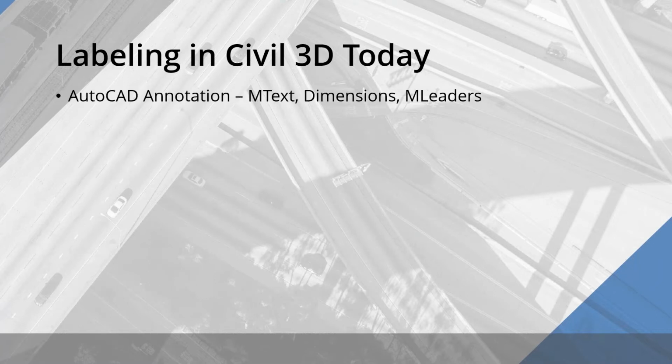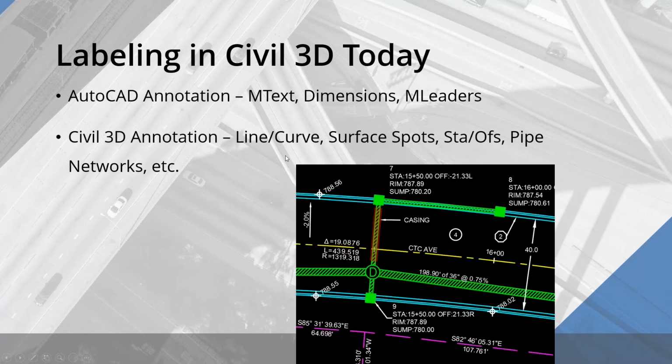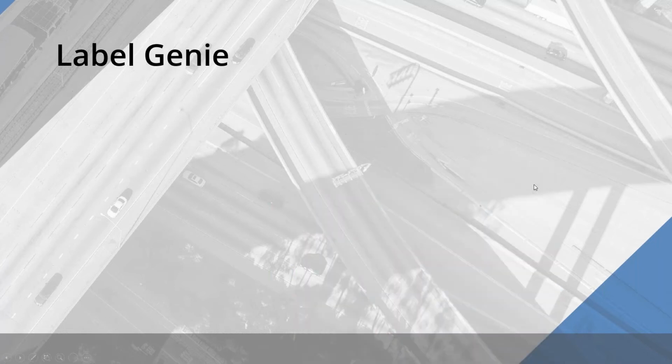We work with AutoCAD annotation like MText, dimensions, and MLeaders across all of Civil 3D. And then we have all this Civil 3D specific annotation as well, like line and curve labels or surface spots, pipe network labels, okay? Now, I've touched on some webcasts in the past about how Label Genie automates a lot of these other label styles. Our focus today is on pipe networks.